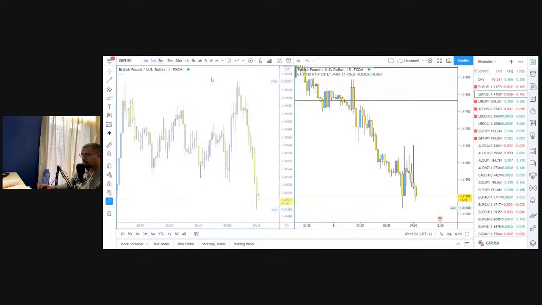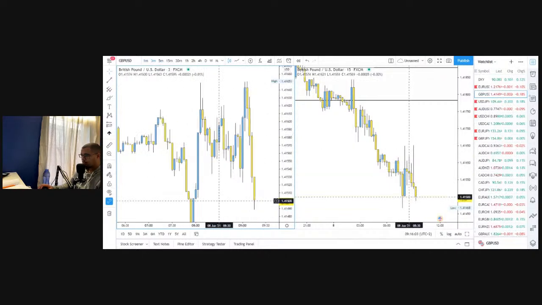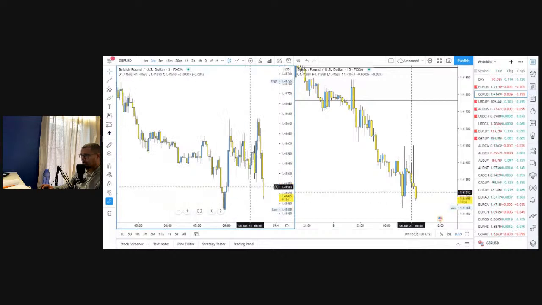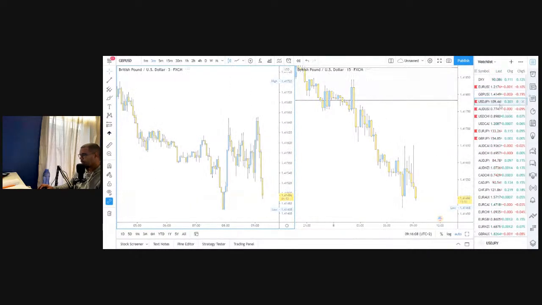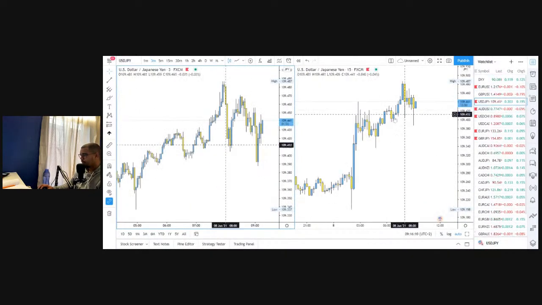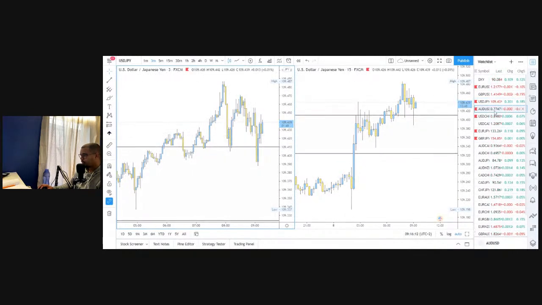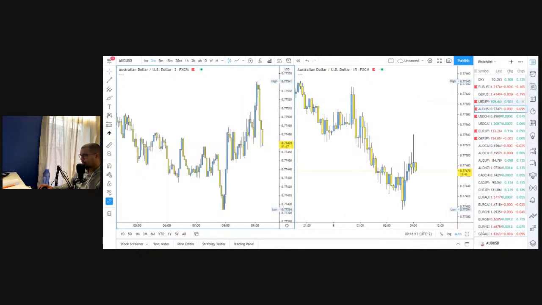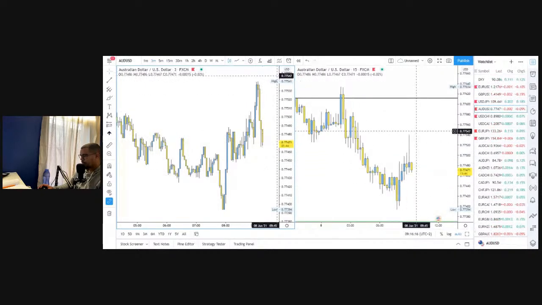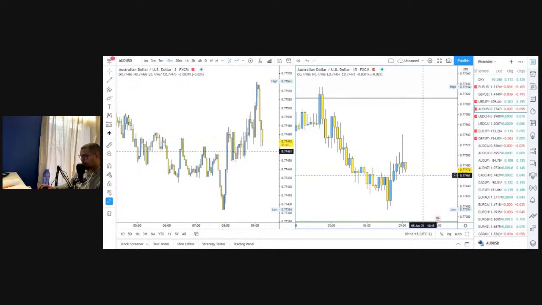So what we need to do now is wait for the next candle to be bullish on USD pairs, wait for the next candle to be bearish, and then start to look for entries on the following candle.